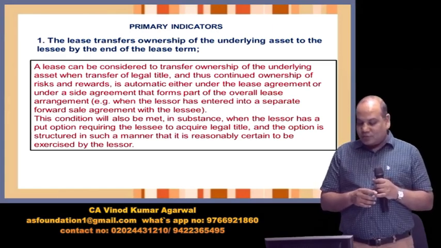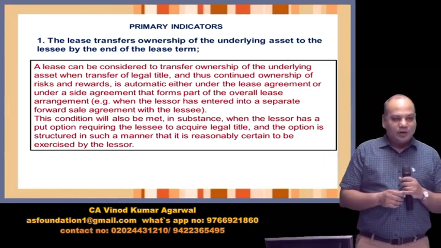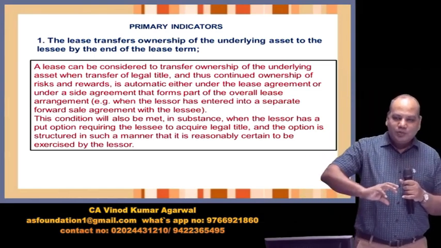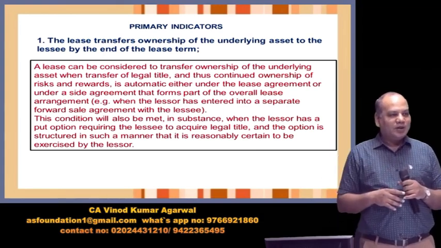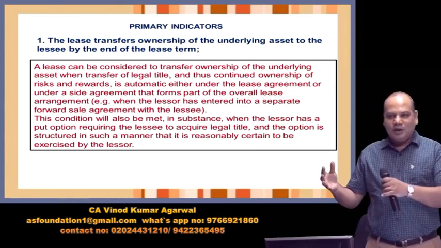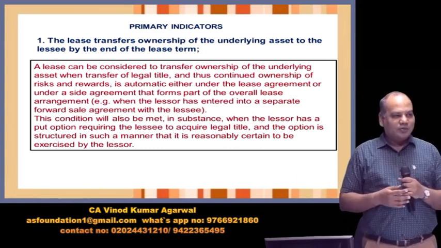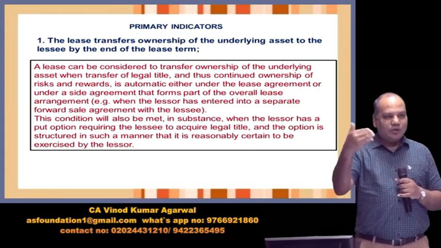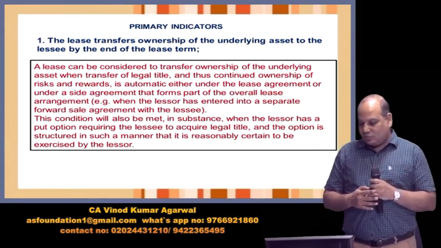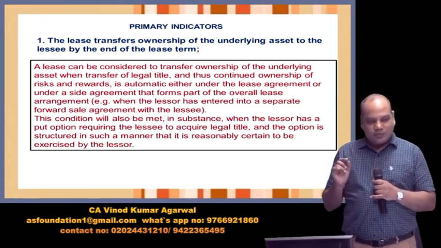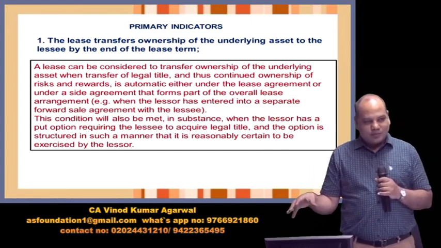The lease transfers ownership of the underlying asset to the lessee by the end of the lease term. This is one of the most foolproof examples. It is as good as going to buy the asset. So lease rentals are paid, plus he will buy the asset, and ultimately the ownership of the asset passes to the lessee. So this is primary indicator number 1, and this you can say is the most soundproof example.